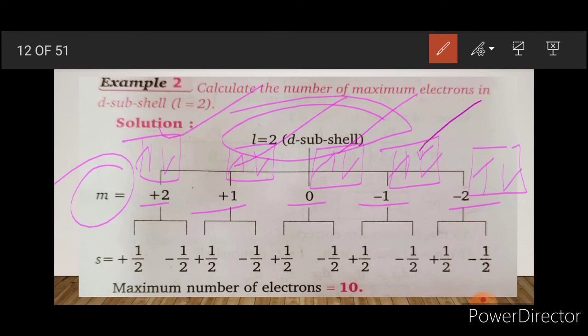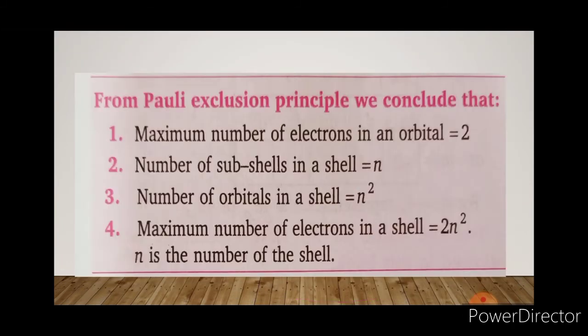Two, 4, 6, 8, 10. Total 10 electrons. So from Pauli's exclusion principle, we conclude that the maximum number of electrons in an orbital will be 2, and both will have different spin. This is only what Pauli has given: that no 2 electrons within an atom can have the same values.